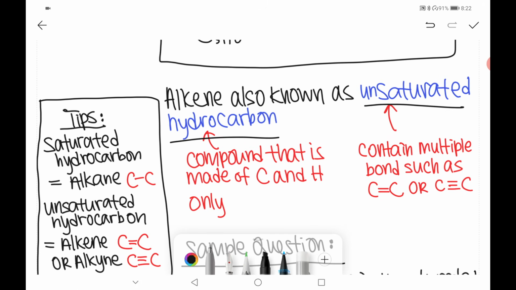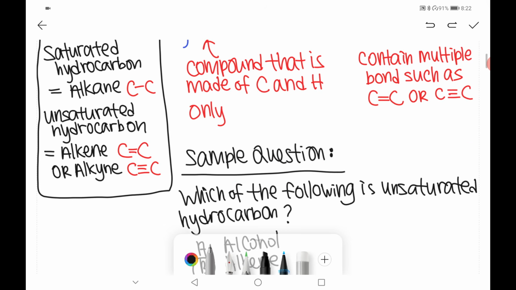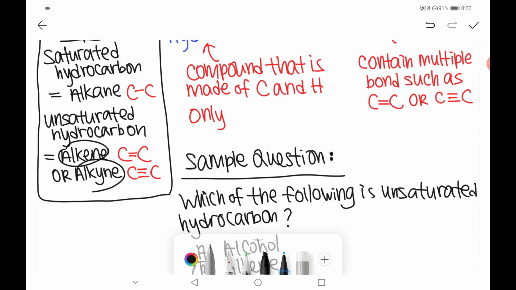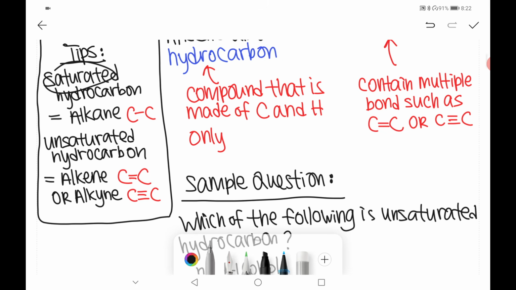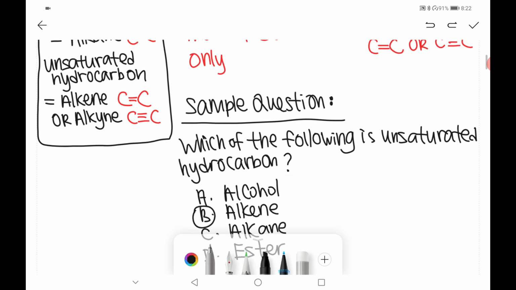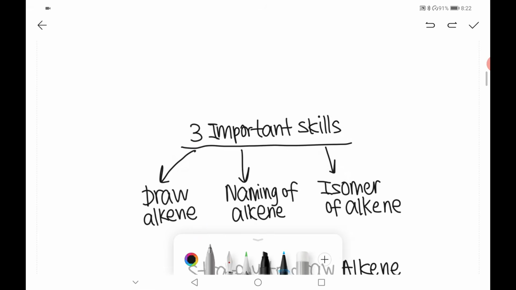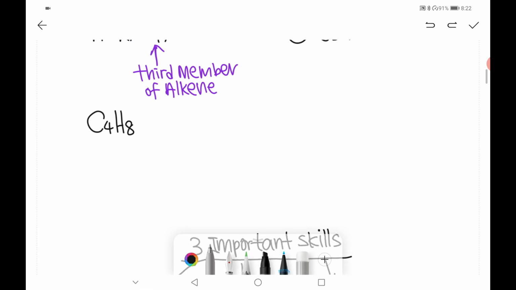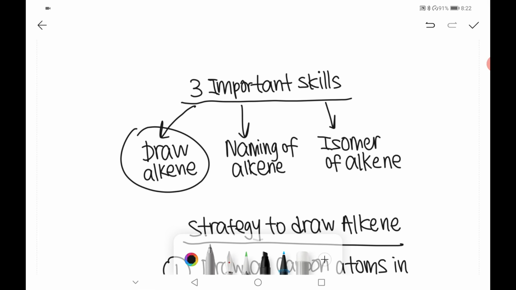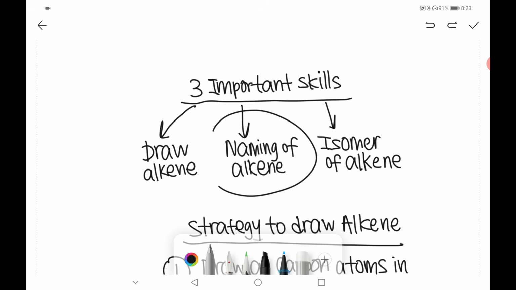When they use the term unsaturated hydrocarbon, it refers to alkene or even alkyne. Alkene and alkyne have a double bond and a triple bond. When you have more than a single bond, you are unsaturated. So when you see unsaturated, it is alkene or alkyne. Saturated is alkane. This is so important, make sure you know that. Make sure you know 3 important skills. Today we learned 2 of them: how to draw the alkene, and how to name the alkene.